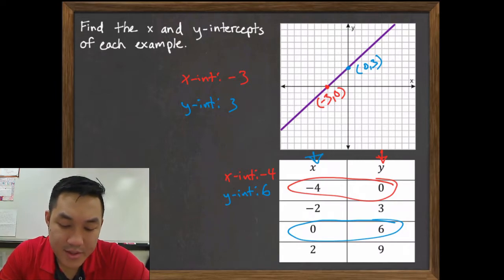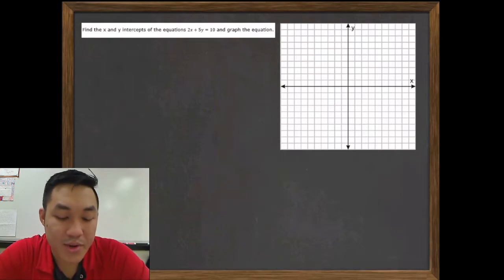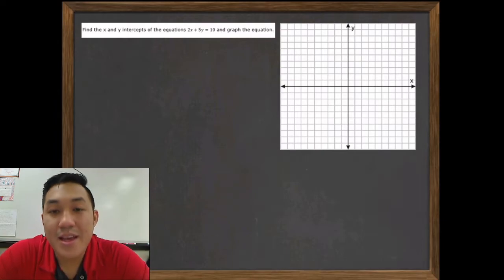Alright, so let's move on. Let's do another example. It says find the x and y intercepts of the equation 2x plus 5y equals 10 and graph the equation.